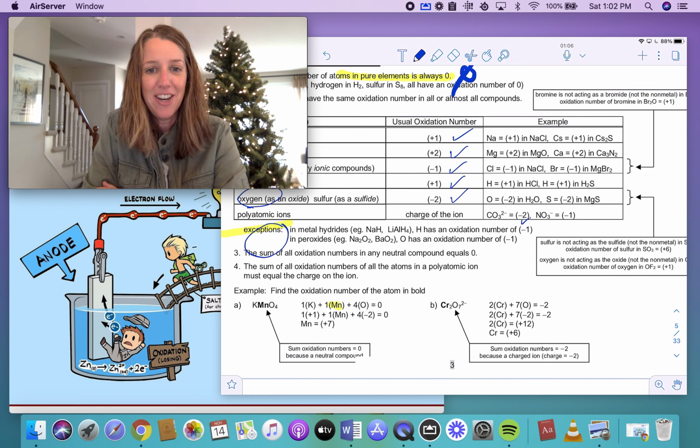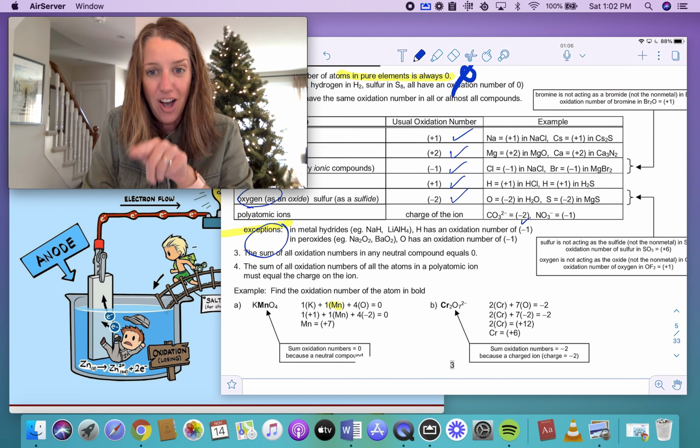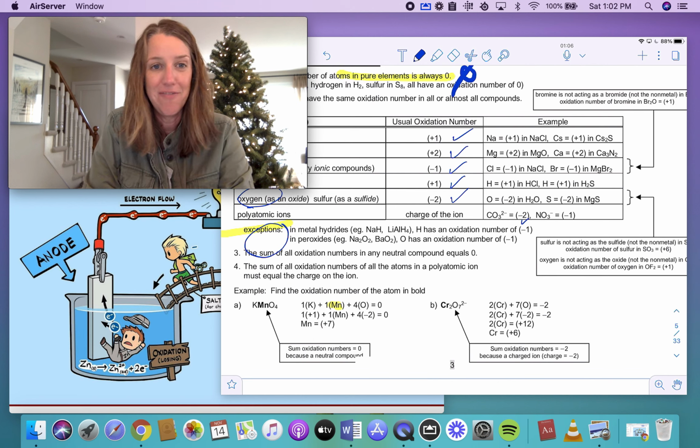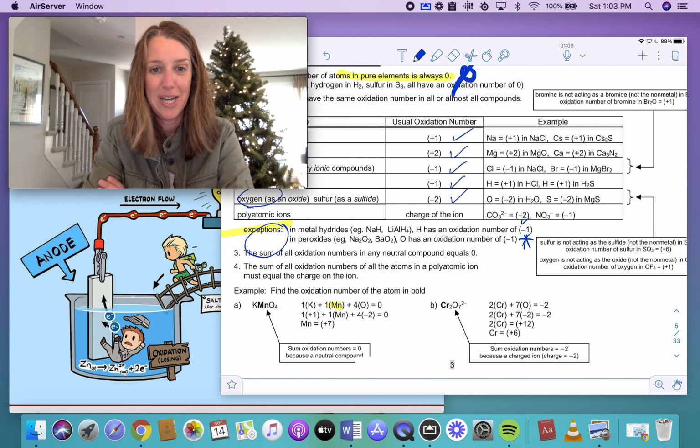Exceptions. In metal hydrides, hydrogen has an oxidation number of -1. In a peroxide, oxygen has an oxidation number of -1. Okay, star this because those are the little tricky ones you're going to come back to.